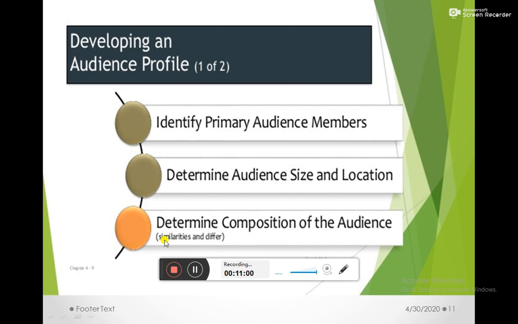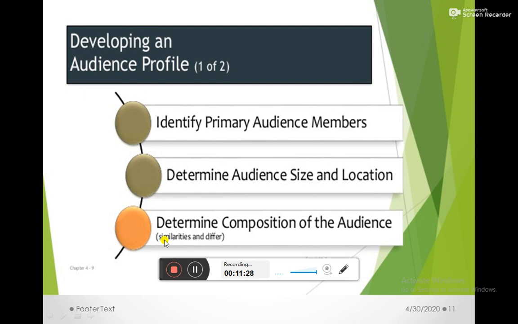If you look at the second point, that is determine audience size and location. It means that we are talking about the audience size and geographic distribution. A message aimed at 10,000 people spread around the globe will likely require a different approach than one aimed at a dozen people down the hall.